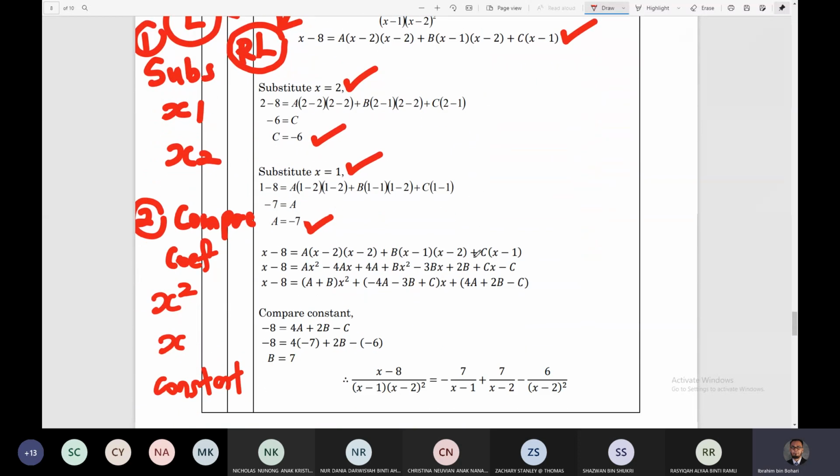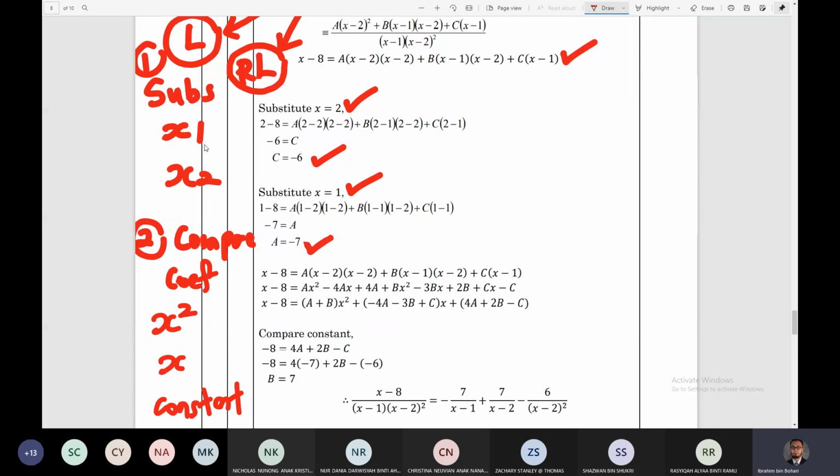Yeah. First, you substitute the value of x equals 2, x equals 1, and c here equals negative 6 and a here equals negative 7, okay? And then second, you compare the coefficient of x squared, compare the coefficient of x, and last here you compare the constant, yeah? Okay, and compare the constant and the value of b here equals 7, okay?